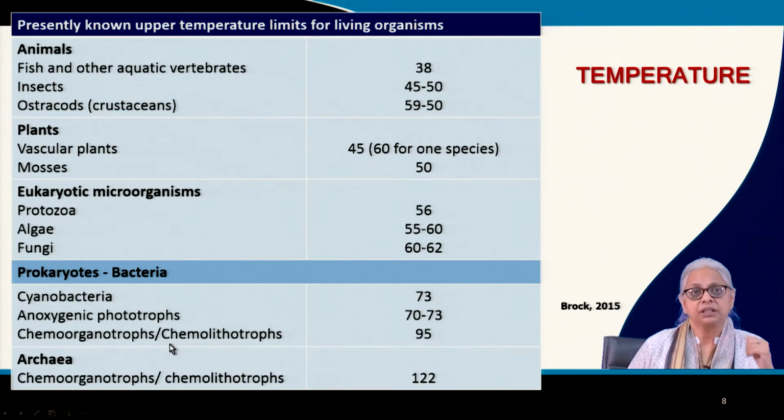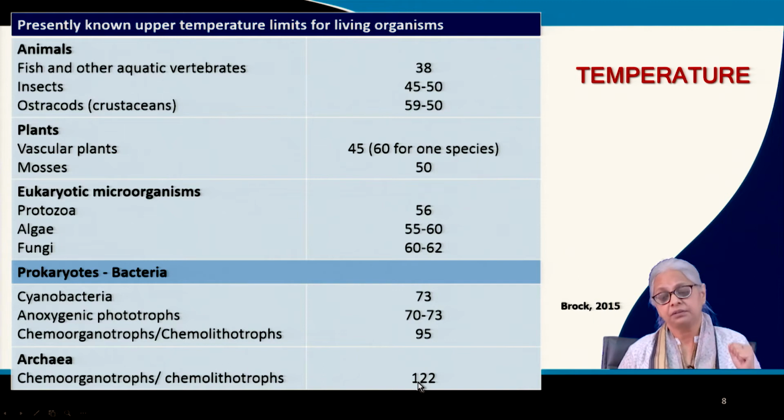Bacteria, as you can see, have much higher upper temperature limits compared to all the other organisms. Cyanobacteria can survive 73 degree centigrade. Anoxygenic phototrophs can survive to the same extent. Chemoorganotrophs and chemolithotrophs can survive up to 95 degree centigrade. Archaeobacteria can survive far beyond that. They can tolerate even 122 degree centigrade.